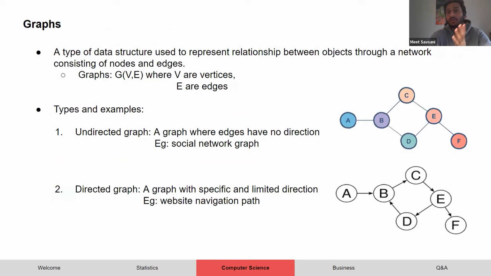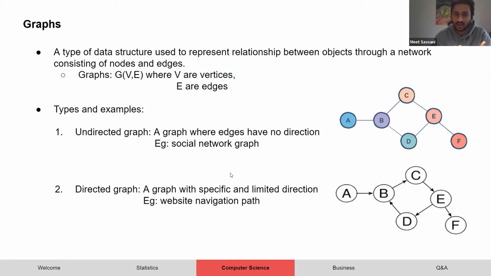Now you have looked at big data, right? Now let's look at graphs. What are graphs? Graphs are a very simple data structure used to represent relationships between objects through a network consisting of nodes and edges, right? There are two types of graphs, undirected and directed. The graph that you're looking at is an undirected graph because the edges have no directions, okay? And in the second graph, the edges have directions. That's why it is called a directed graph.